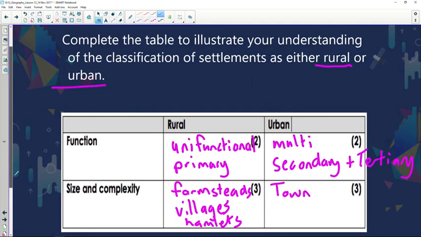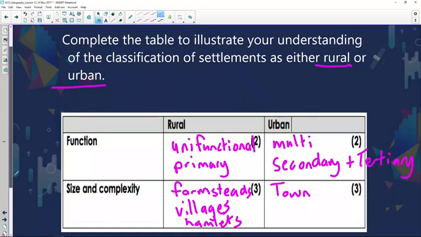Now keep in mind, very importantly, rural areas are not informal settlements. Rural areas are where primary activities take place, for instance, farming, fishing, or mining. Urban areas are usually where secondary activities take place, such as manufacturing and processing, and tertiary activities, for instance, service delivery like schools and hospitals. Size and complexity: obviously they are classified according to their size. The smallest are your rural settlements, a bunch of farmsteads or hamlets together, and urban settlements stretch from towns to cities to conurbations.